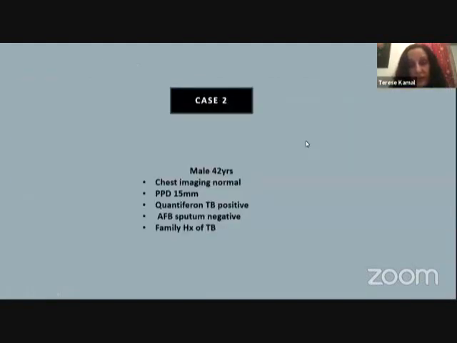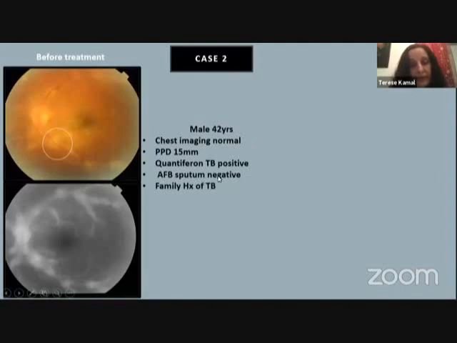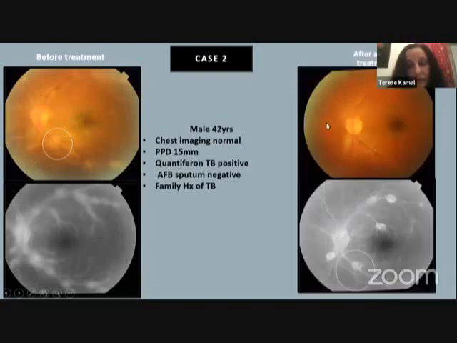regressed. A second patient is a 42-year-old male with clear chest imaging. He had positive tuberculin, positive quantiferon, negative acid-fast sputum, and a family history of TB. His brother had TB. We can see a very peculiar appearance of multiple inflammatory aggregates along the veins, along the superior and inferior, nasal and temporal arcades all over. The patient received treatment and had regression of these lesions and of the inflammation as a whole.